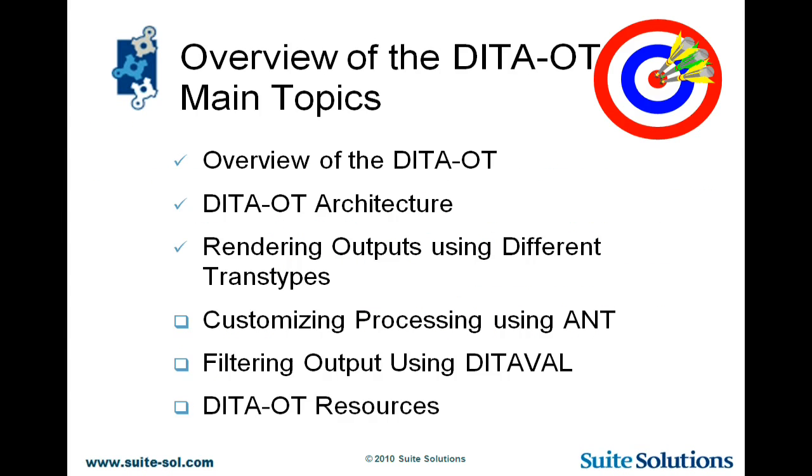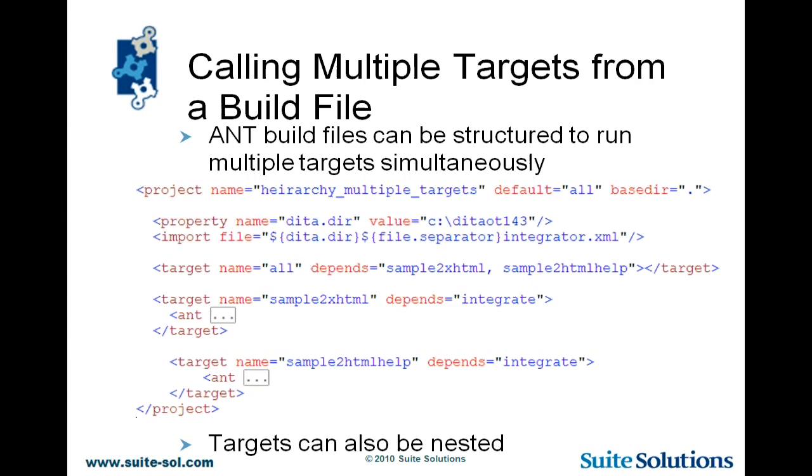Okay. So if there are no questions or comments here, we're going to move straight on to the next section, which is taking a closer look at customizing processing using Ant. Okay. So there are various ways of customizing processing using Ant. One of these methods is by just controlling how the output is being generated.